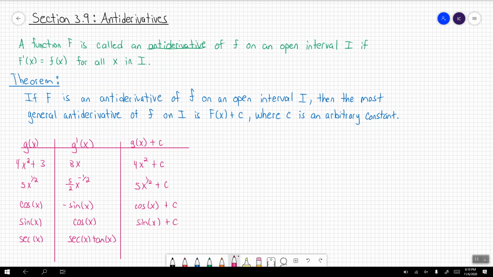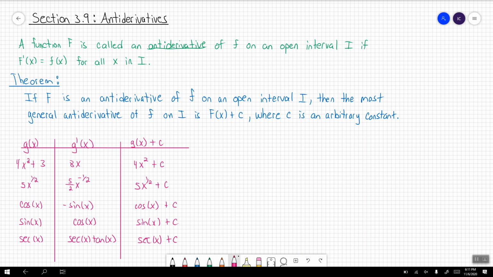If we have secant of x times tangent of x as our derivative, our antiderivative must be secant of x plus some constant. And as long as we keep doing this, we must always account for the constants. These constants will always pop up, and we will always need these constants.